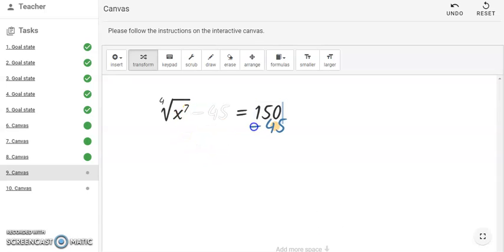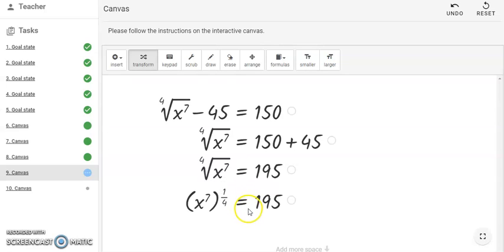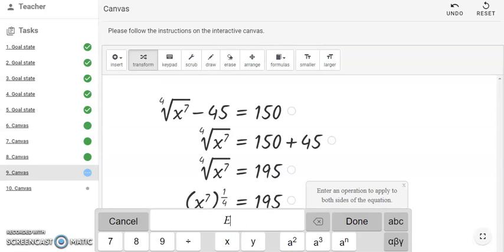So under the subtraction problem, we're going to add 45 to both sides, which gives us 195. We need to pull this 4 out in front to create an exponent of 1/4. So I'm going to take 7 times a fourth, and I'm going to end up with an exponent of 7/4. So I click on the equal sign again, and e. I'm going to multiply both sides by the exponent of 4/7.